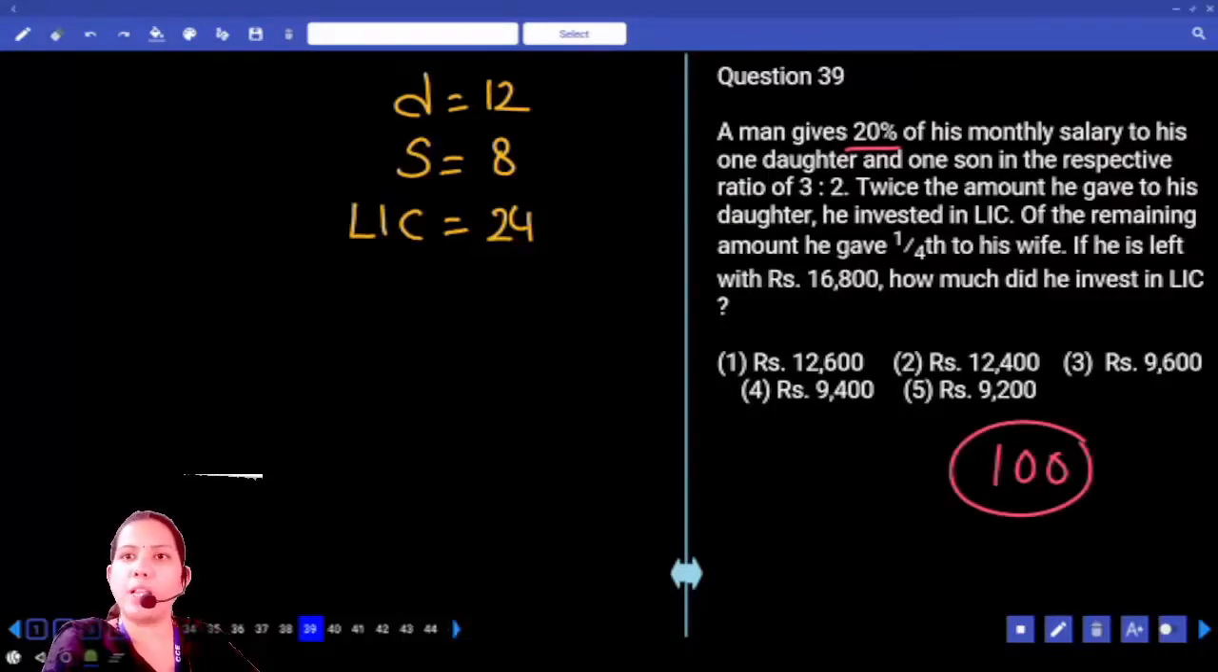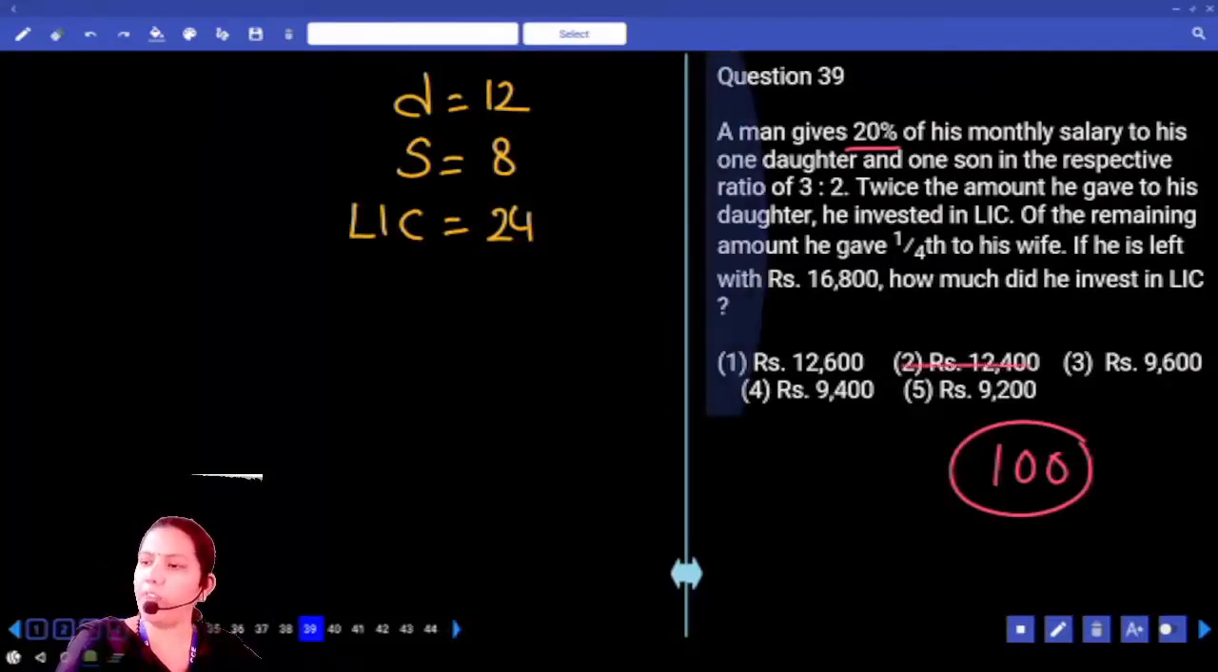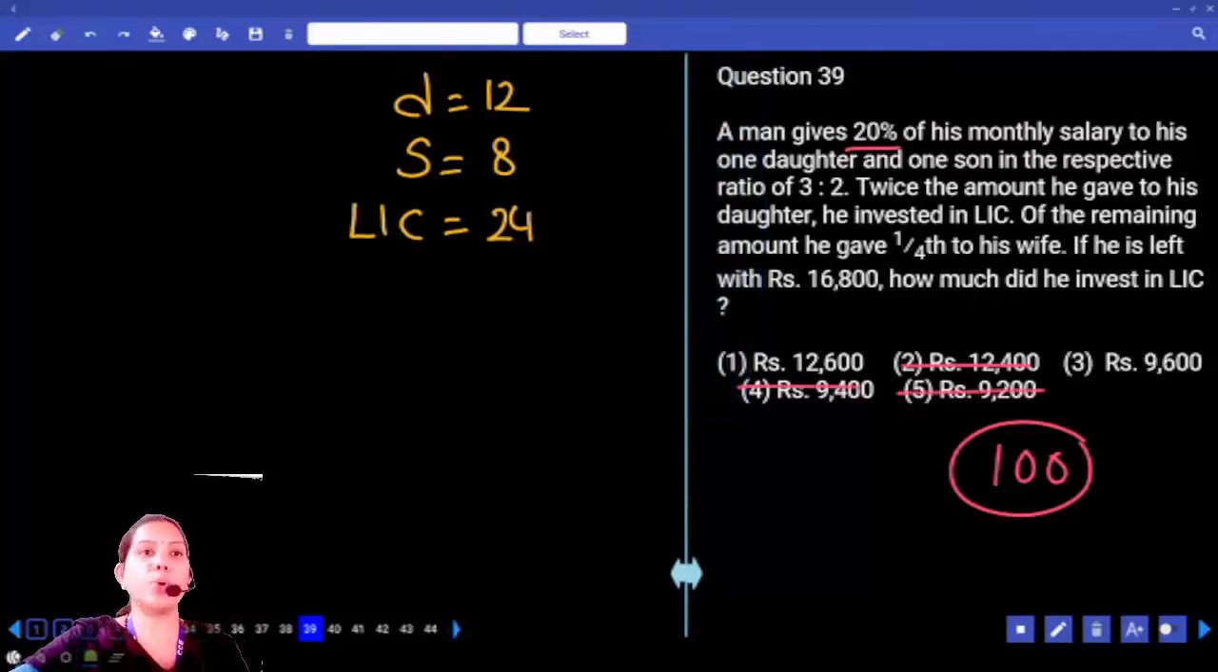Second option? No. First option is a 3 multiple. Second option is not a 3 multiple. Fourth option is a 3 multiple. Fifth option is not a 3 multiple. Now 1, 2, 6, 0, 0. The last 3 digits are 600. Is it an 8 multiple?